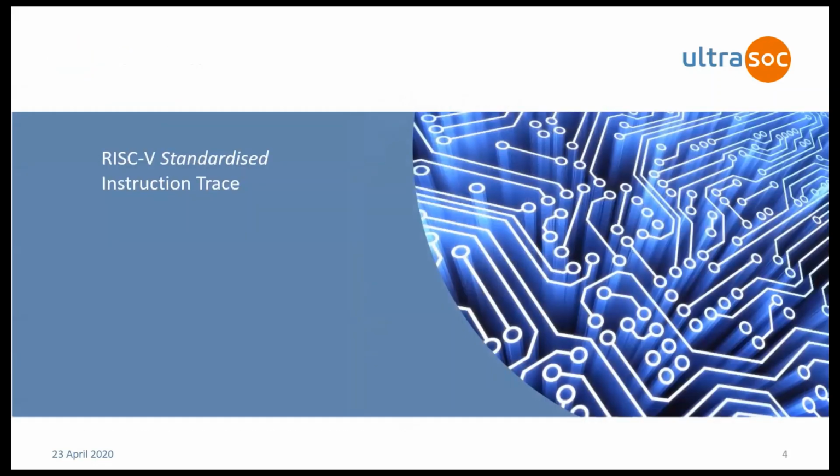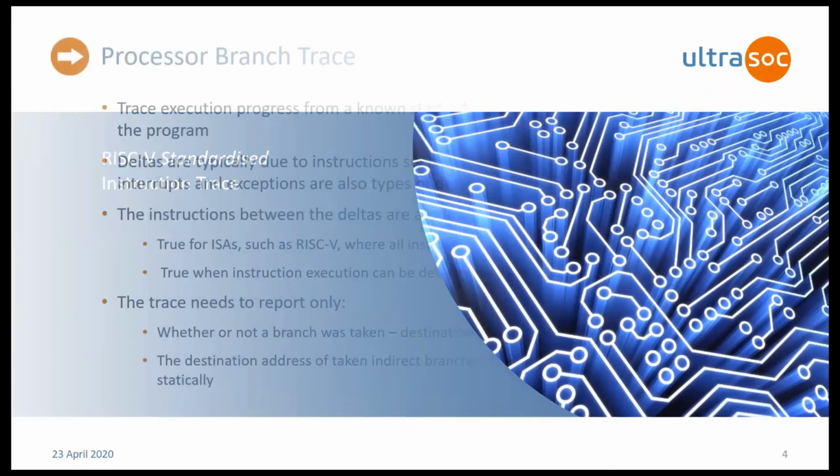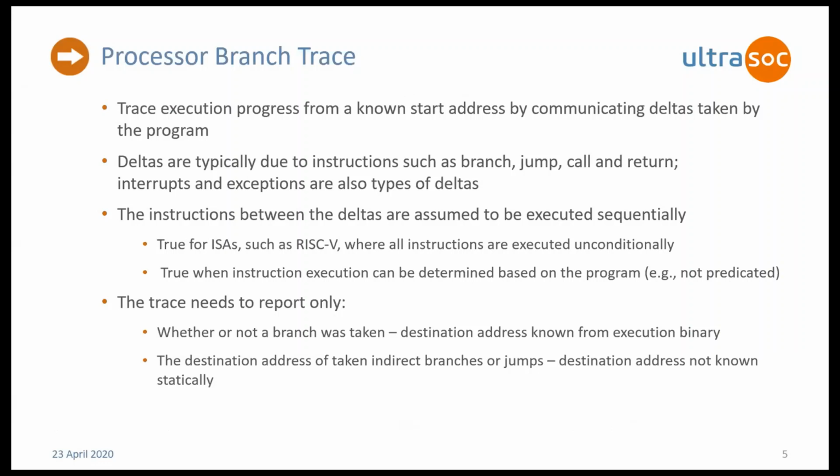So we want to spend the next few minutes talking about the RISC-V standardized instruction trace. The idea behind processor branch trace is that you want to start from a known address and then communicate the deltas that the program is taking. Normally, the program is just continuing linearly until it hits a branch or a jump instruction or takes an exception, at which point it goes to a different PC. So we mentioned a few of those reasons for those deltas.